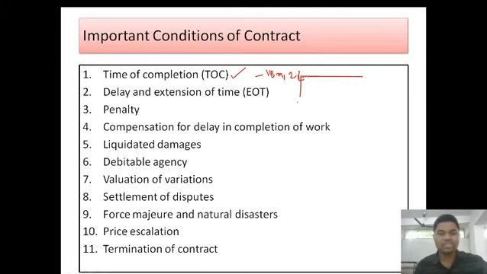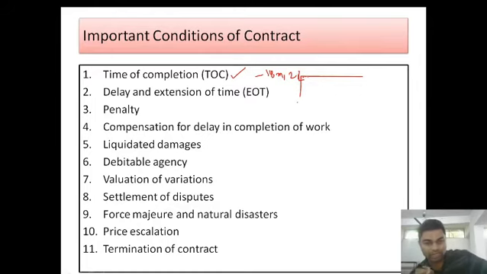The next is compensation for delay in completion of projects. If the delay is very large, suppose the project has to end in 18 months, and it takes 20 months or 22 months, or beyond, the owner is suffering a huge loss. So what are the compensations for delays in the completion of the project? That has to be discussed. Then, liquidated damages.